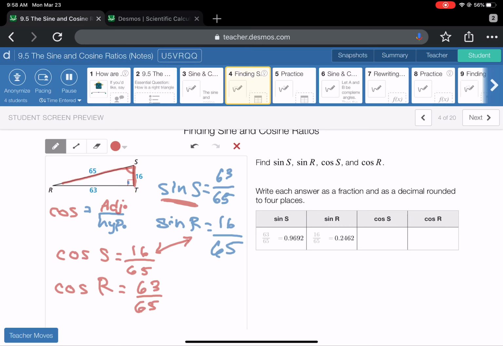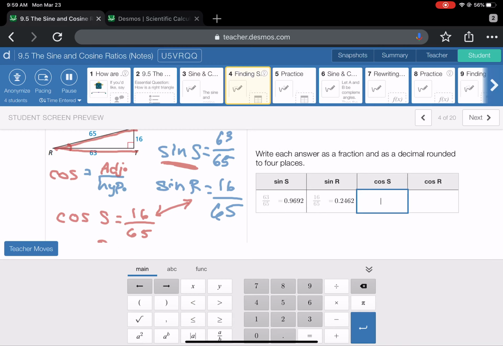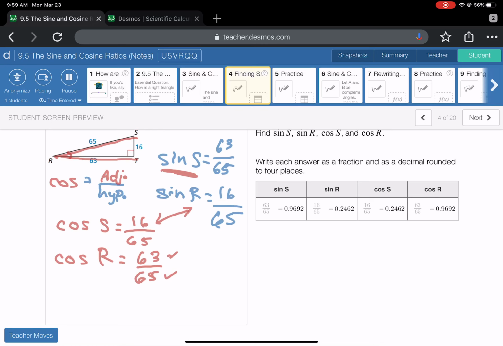Now let's confirm that with the technique of adjacent over hypotenuse. If we're doing angle R, we want the adjacent, which is 63, over our hypotenuse, which is 65. So that matched up correctly there. Our cosine of S is 16 over 65, and our cosine of R is 63 over 65, or 0.9692.